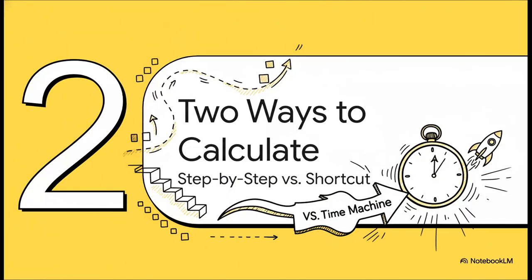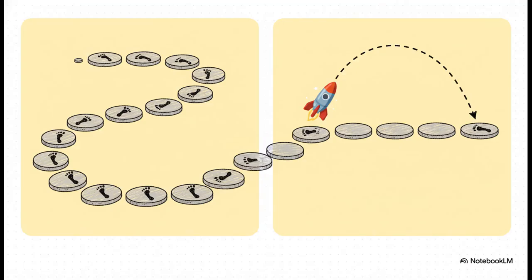It's that consistent. All right, so we know what a geometric sequence is, and we know how to find its growth engine. Now let's talk about the fun part. How do we actually work with it? Well, there are two main ways, and I like to call them the step-by-step method versus the time machine method. And this slide just nails the difference.